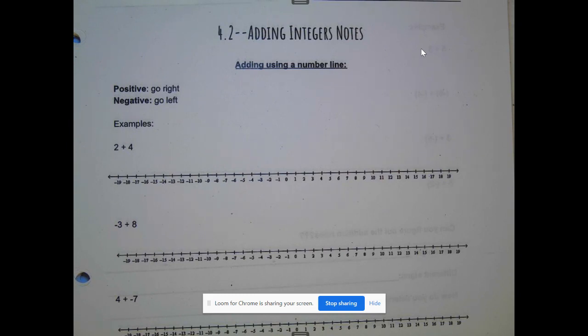So on Friday we learned all about absolute value. We learned about rational numbers, whole numbers, natural numbers, and integers. So we're going to be looking more at integers today and we're going to be adding them.